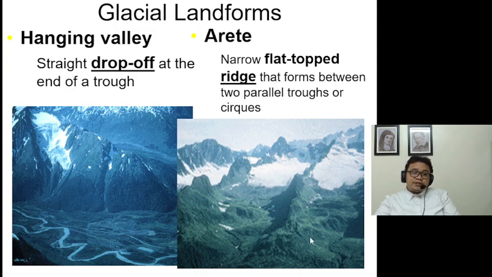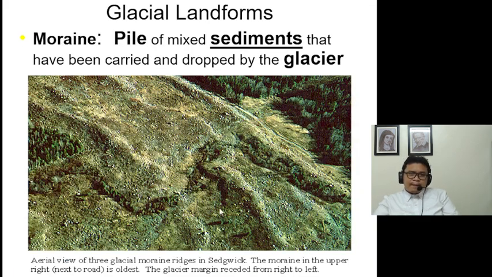Then, when we discussed moraine a while ago, which is an example of glacial drift or till, these are actually piles of mixed sediments that have been carried and dropped by glaciers. As you can see here, this is a picture of a moraine, an aerial view of three glacial moraine ridges in Sedgwick. The moraine in the upper right, which is this one here next to the road, is oldest, and the glacier margin receded from right to left. As you can see, the glacier receded from right to left in this picture.